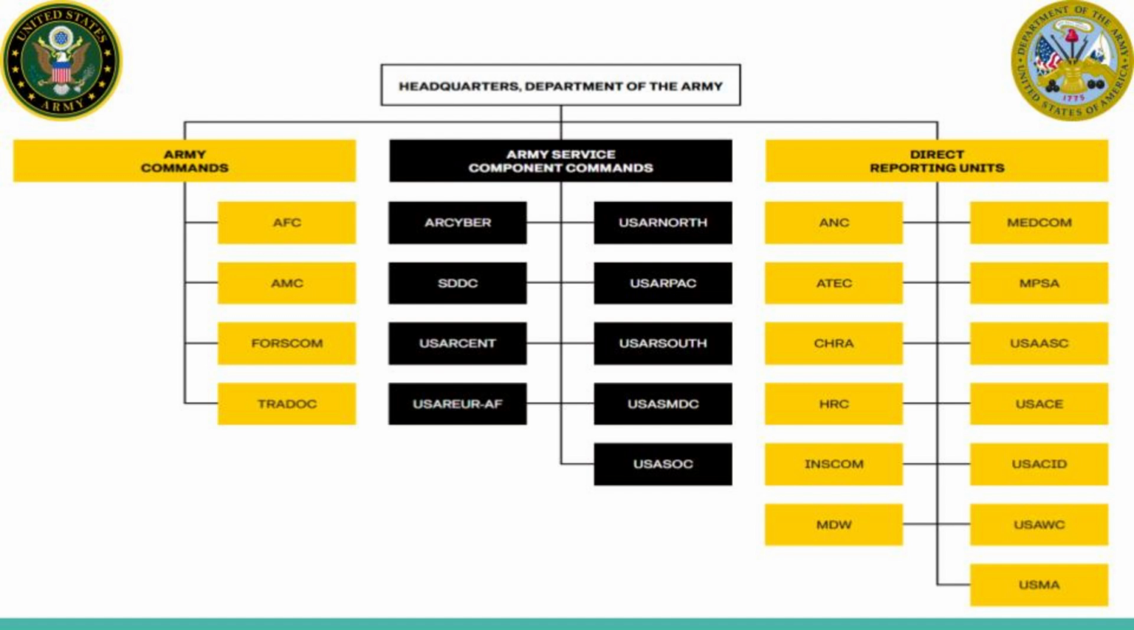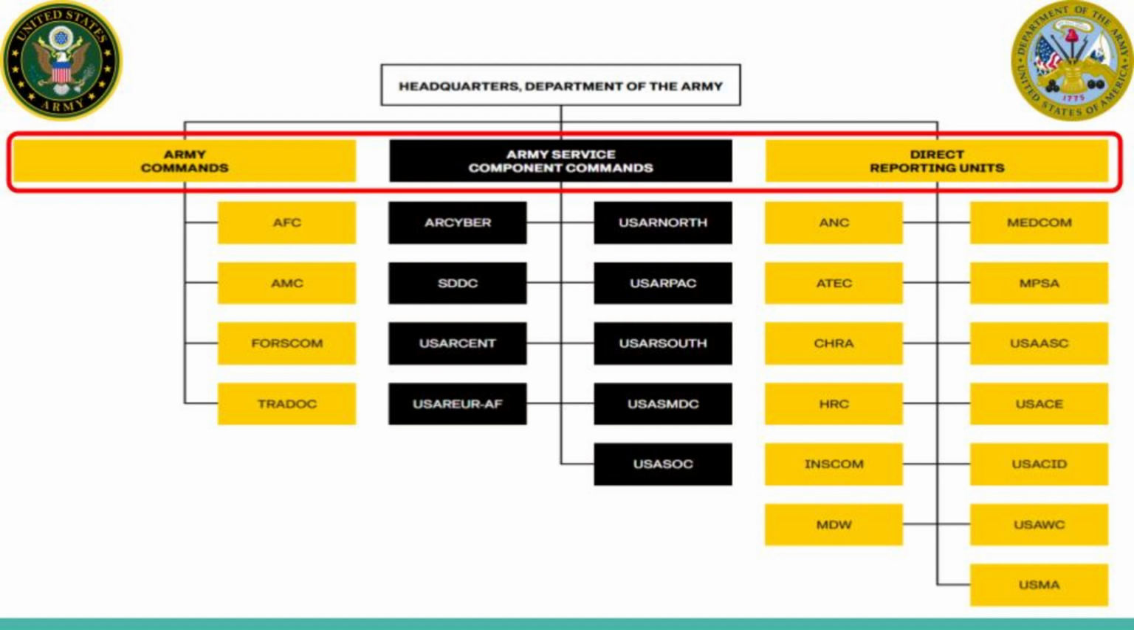In today's video, we will teach you all the U.S. Army command structure and the responsibilities of each command. The Army commands are divided into three sections: Army Commands, Army Service Component Commands, and Direct Reporting Units.